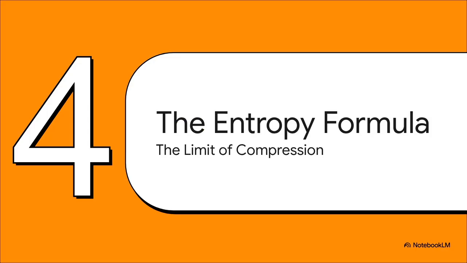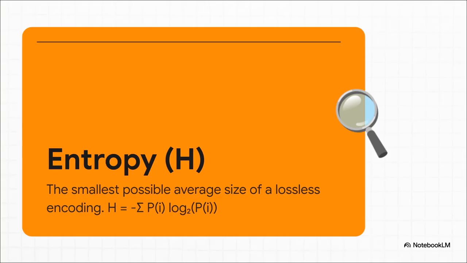Well, luckily for all of us, Shannon didn't just leave us with the problem. He also gave us the answer. A beautiful, elegant, and super powerful mathematical formula that lets us find the absolute rock-bottom limit of compression. And he called this limit entropy, represented by the letter H, and he defined it as the smallest possible average size you can get for a lossless encoding. So think of this formula as the magic key.